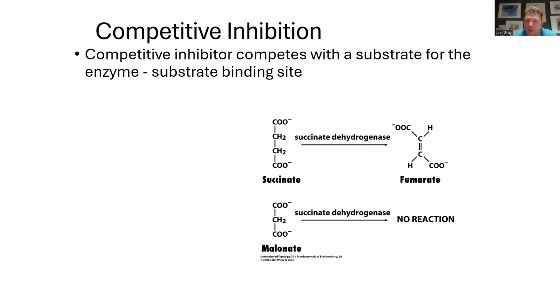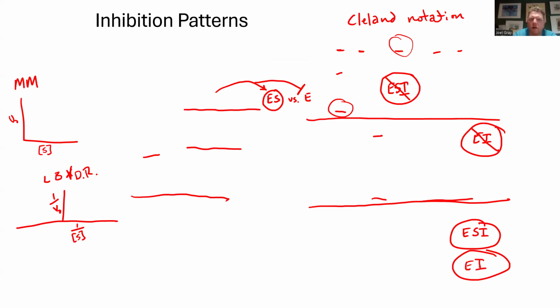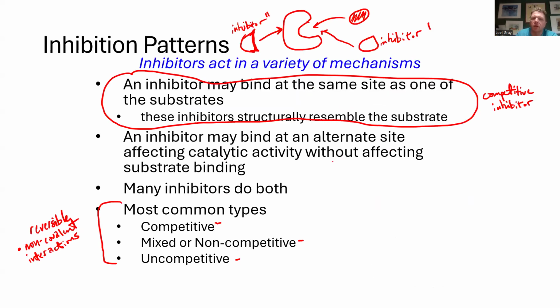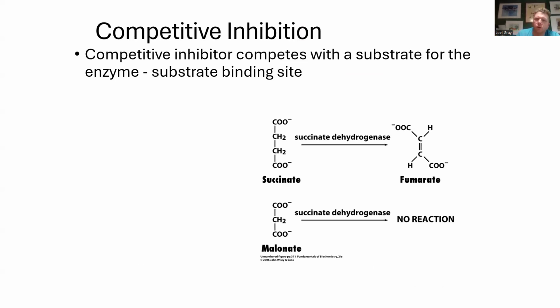A competitive inhibitor competes with a substrate for the enzyme substrate binding site. So basically, where that substrate's supposed to go, a competitive inhibitor kind of slides in there and says, nope, not so fast. So as an example, if you remember from this slide right here, one of the hallmarks of a competitive inhibitor is that they structurally resemble the substrate. So they look a lot like the substrate.